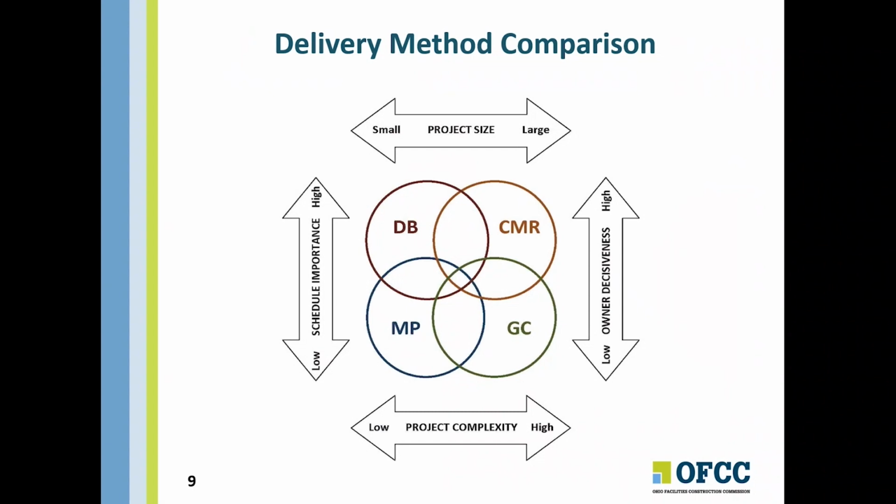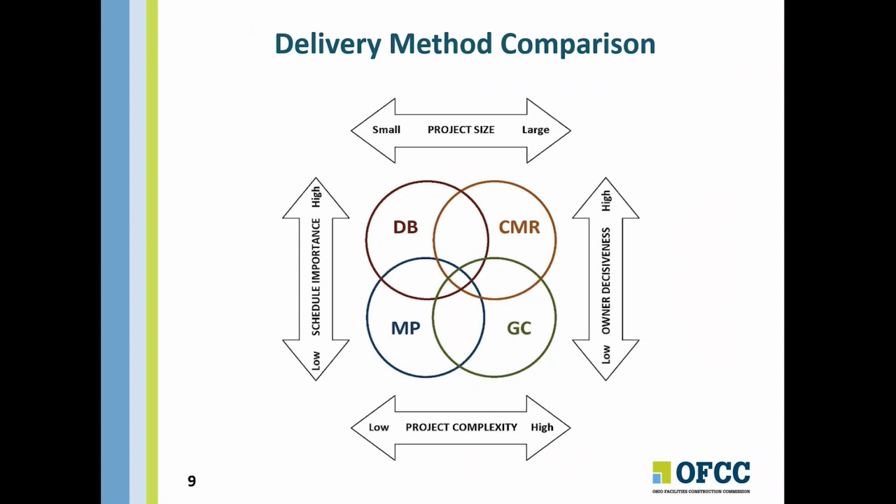Returning to the delivery method comparison diagram, the distinguishing characteristics of general contracting with its advantages and disadvantages places it in the lower right quadrant. When comparing this delivery method using the same characteristics for the project, the GC method with a single point of responsibility for construction can more easily adapt to larger scale projects with more complexity than multiple prime.